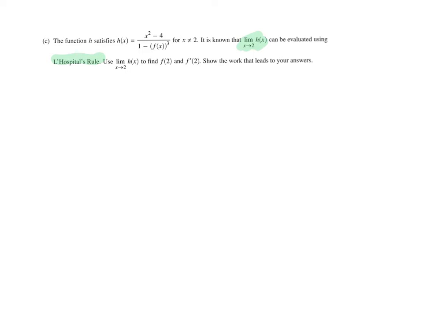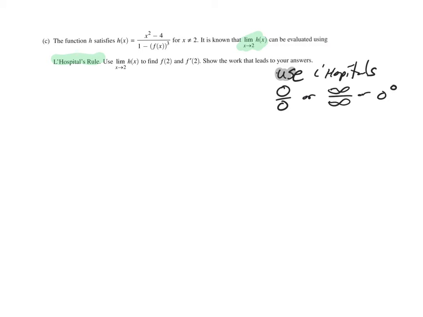Okay, so right away, L'Hopital's, remember, basically that means in order for us to use L'Hopital's, we have to get something indeterminate. So when we evaluate the limit, we need to get either 0 over 0 or infinity over infinity.